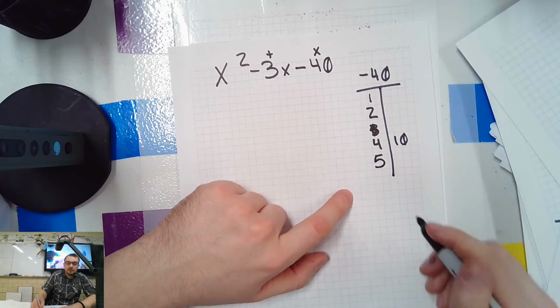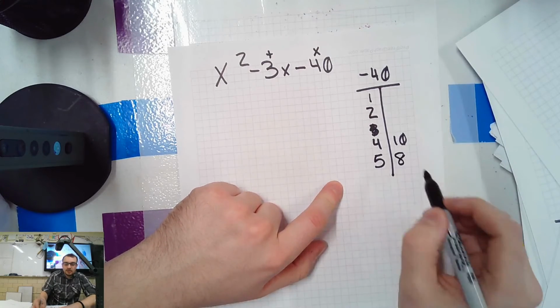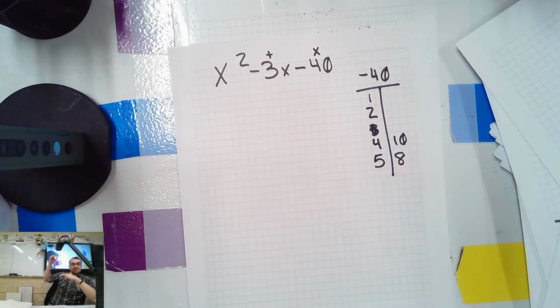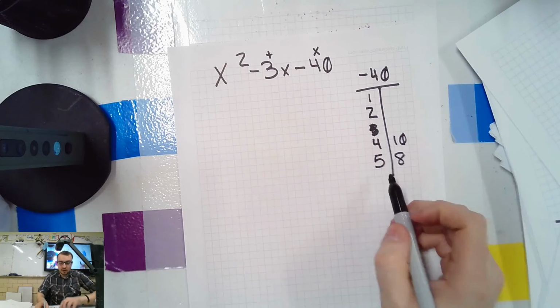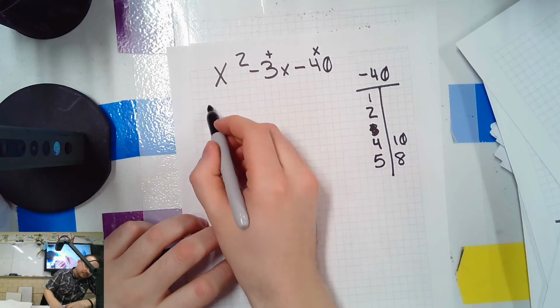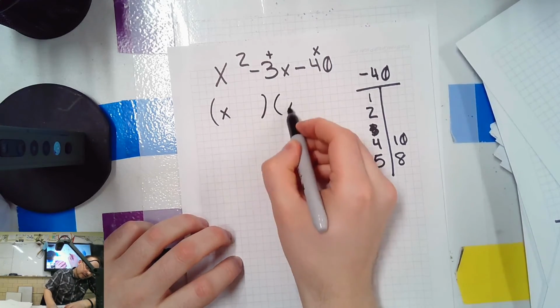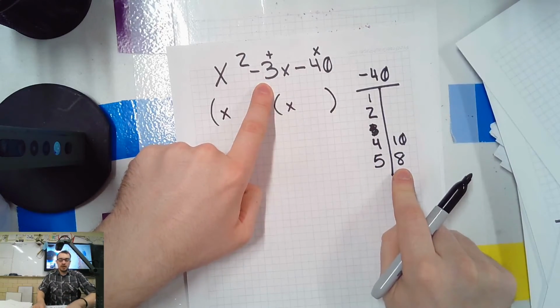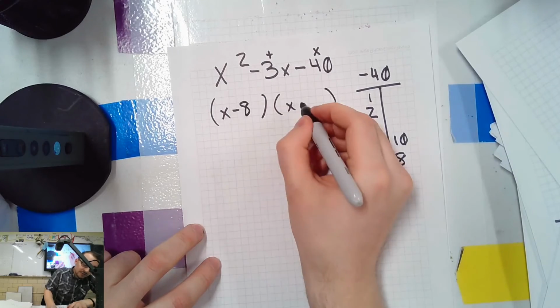How many times does 5 go into it? 8. Are they separated by 3? Yes. Now you've got to be careful with negatives. Sometimes it's not that they're separated by 3, but when you move the negative sign around, it ends up working. So 5 and 8 are the numbers we want. 8 has to be negative, doesn't it? If 8's negative and we add 5, we get negative 3. Other way around doesn't work. So minus 8 plus 5.